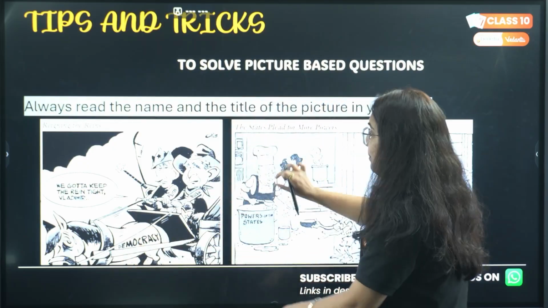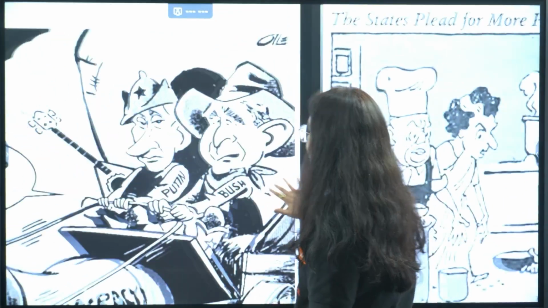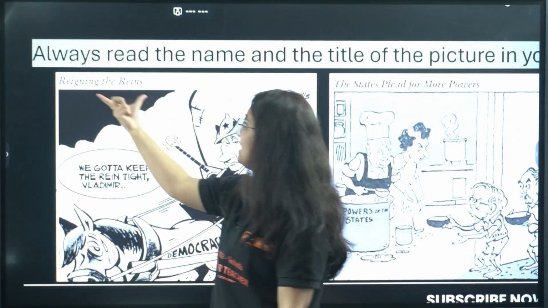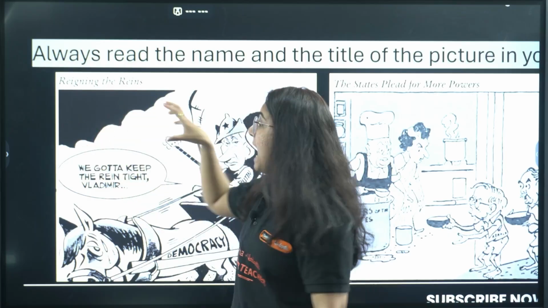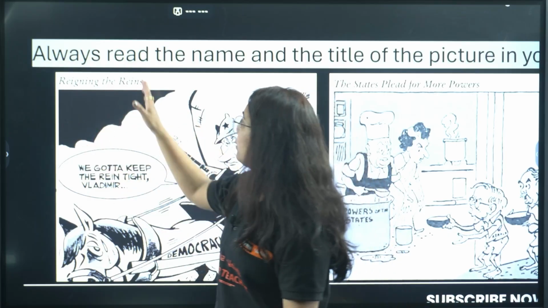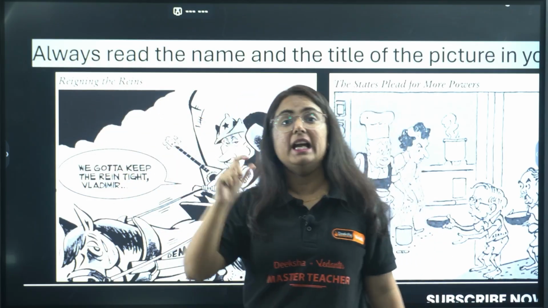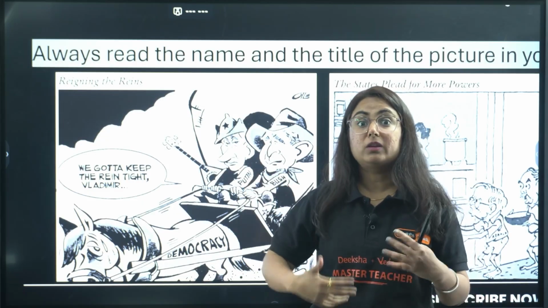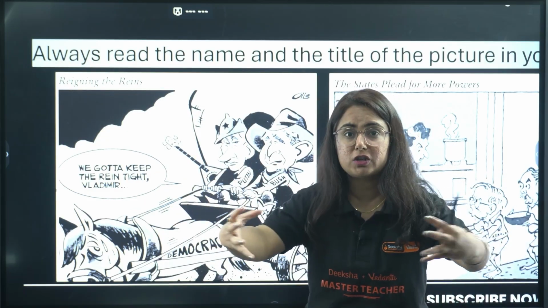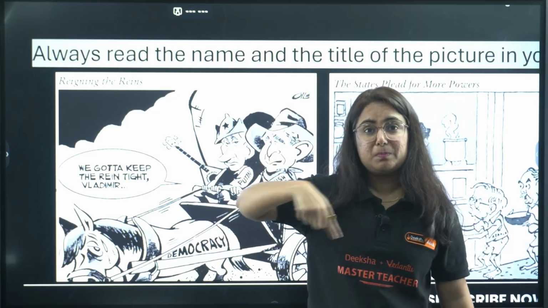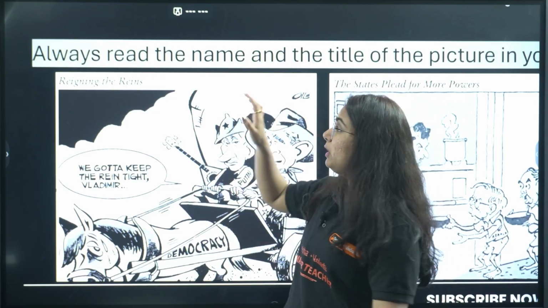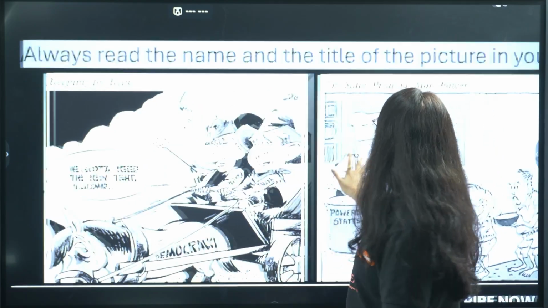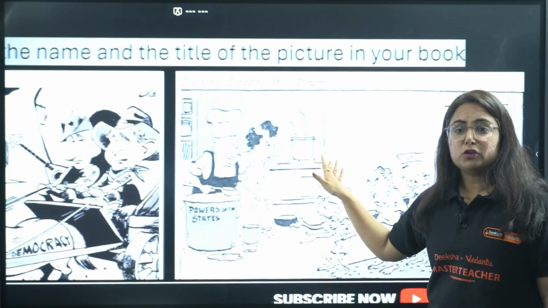Whenever you see a picture like this one from civics, you will enjoy the caricature, but you forget meanwhile that there is a title written over there. And the title to this picture says 'Reigning the Reins', and this particular caricature is of a Russian ruler, and they are talking about how we need to rule Russia. We need to rule the reign, and this period is particularly ours. So the first thing that you need to keep in your mind is always read the names and the titles of the picture. Let's move to the second one.